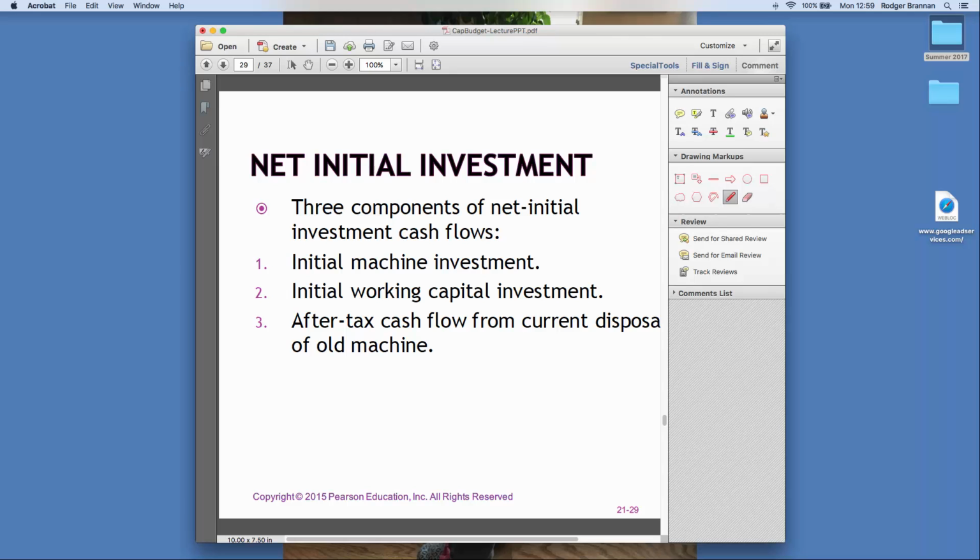The initial investment, as we talked about, is the cost of the machine, the additional working capital, and if I get rid of the old machine, that will tend to be an offset. These are going to represent cash outflows. This will represent a cash inflow. So they will be a sort of net cost to me if I go with a new machine.